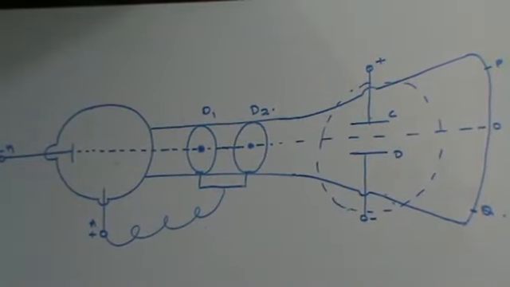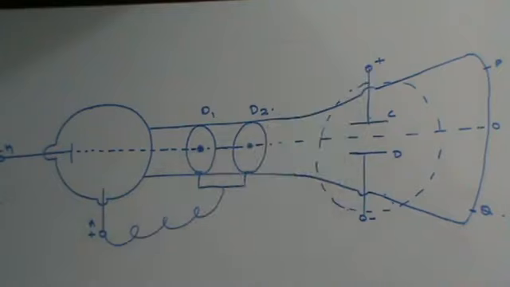Right? Now you have plates D1 and D2 which have been given positive charge. Since D1 and D2 are given positive charge, they push the electrons ahead. Then similarly you have plates C and D which have been given positive and negative charge. They have been connected to a DC source. Now since they have been connected to a DC source, electric field is generated here. You have a strong electric field that is generated.